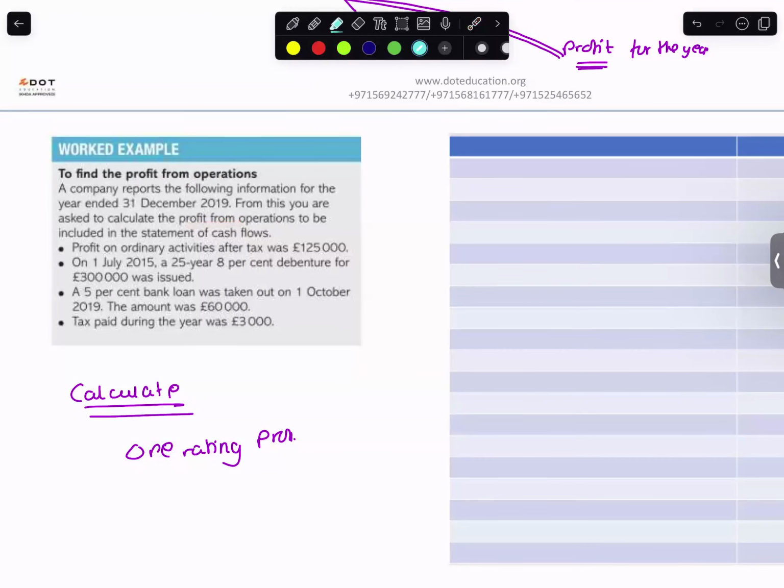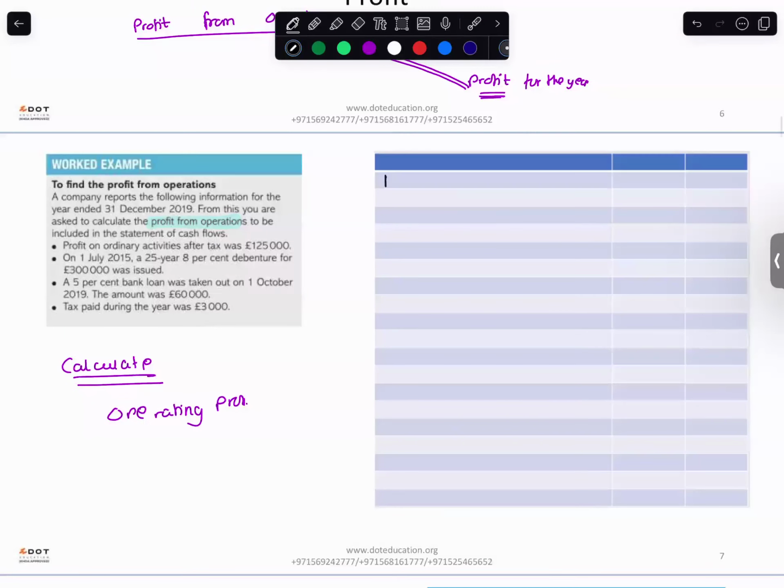Now you know you want profit from operations. That means your starting point is the profit for the year, and you want to arrive at operating profit. So you will add the interest and you will add the tax. Okay, come on, read.